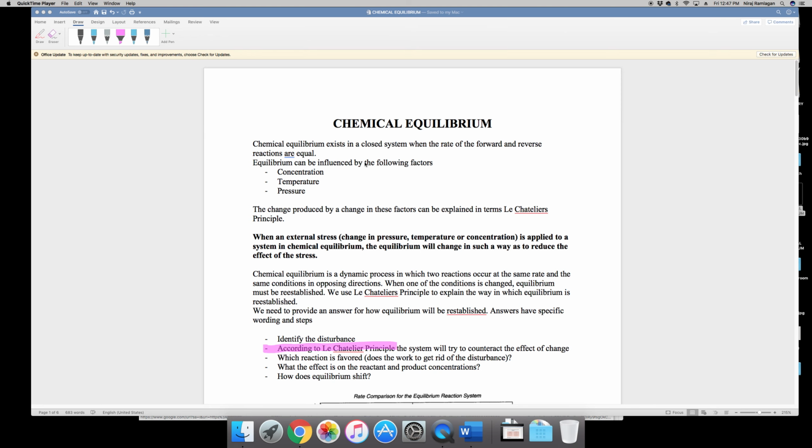Equilibrium. We are discussing chemical equilibrium. Now, chemical equilibrium exists in a closed system when the rates of the forward and reverse reactions are equal. Chemical equilibrium is influenced by concentration, temperature, and pressure.